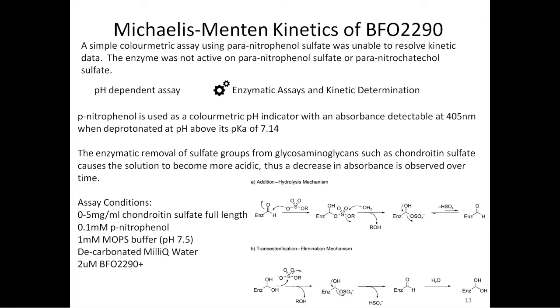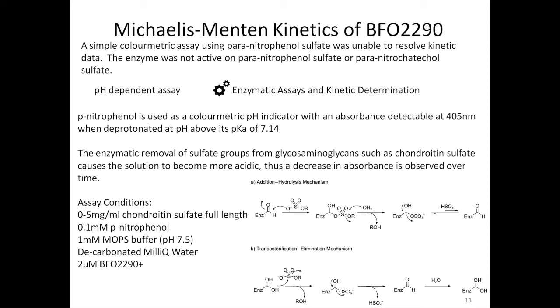So looking at the mechanisms on the bottom right, the exact mechanism is kind of disputed amongst the sulfatase community, but we do know that hydronium ion is released in both cases. So the whole assay was run at extremely low buffering conditions using p-nitrophenol as a colorimetric pH indicator at 405 nanometers. Since p-nitrophenol has a pKa of 7.14, I had to switch to MOPS buffer instead of HEPES, which has a closer pKa.